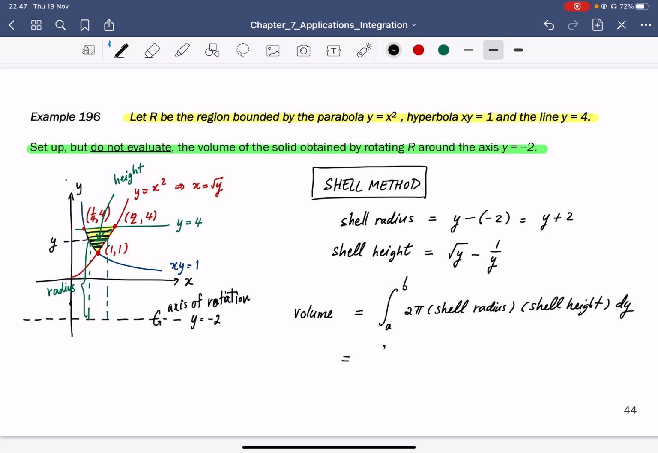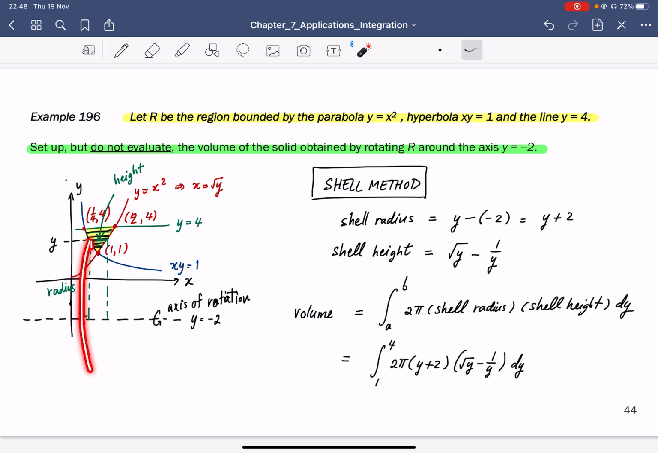All right, we integrate 2 pi, shell radius is going to be y plus 2 and shell height is going to be square root y minus 1 over y, dy. And then here you integrate from a to b, so you're going to integrate from y equal to 1 to y equal to 4, right? Because this is going to be the interval of y that you need to integrate with respect to. Sounds good?